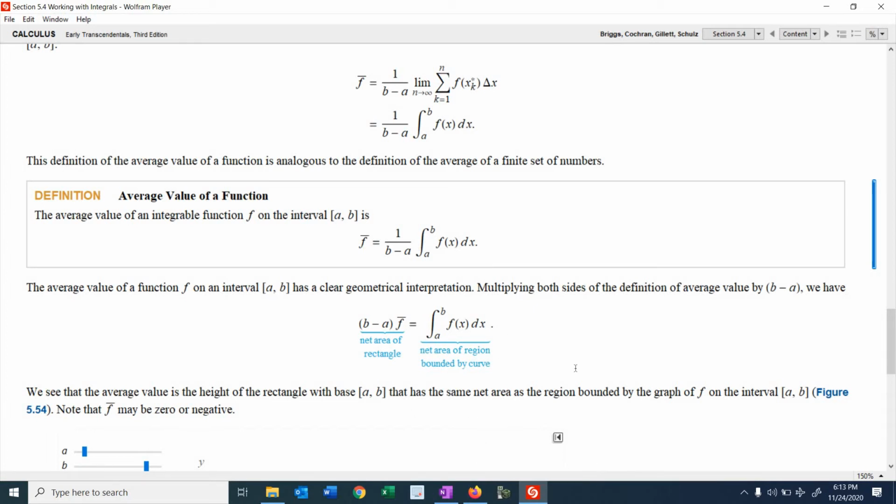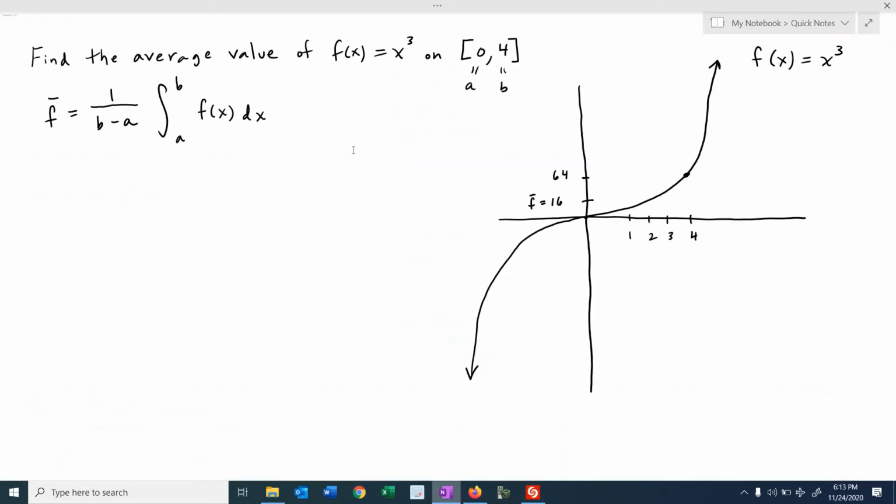Okay, so let me show you an example where we use this. So let's find the average value of x cubed on the closed interval from 0 to 4. Now the graph of x cubed looks something like this, and we're looking at the average value of this function only on the interval from 0 to 4 in here. Okay, so here's the formula for average value of f. Notice that a is equal to 0 and b is equal to 4. So we get 1 over 4 minus 0 times the definite integral from 0 to 4 of x cubed.